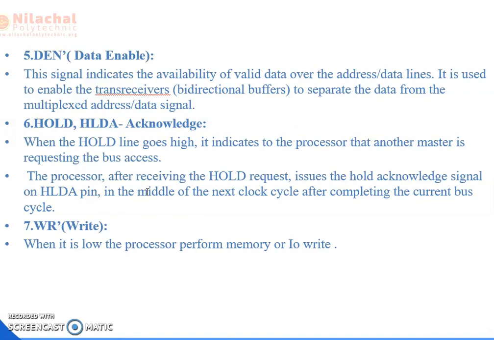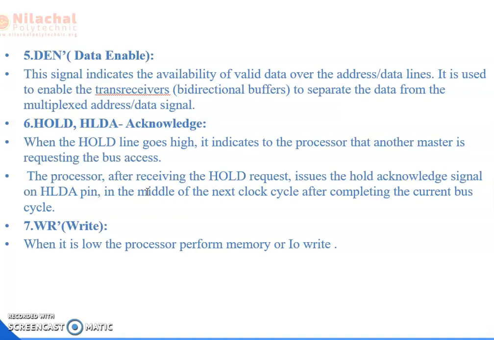Next one is DEN bar, that is data enable. This signal indicates the availability of valid data over the address or data lines. It is used to enable the transceivers, that is bidirectional buffers, to separate the data from the multiplexed address or data signal.